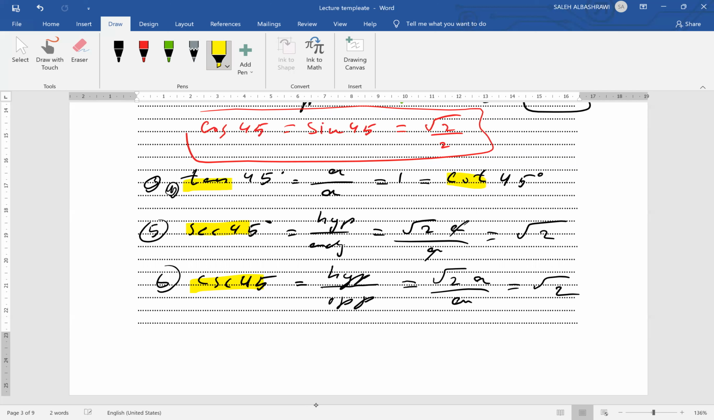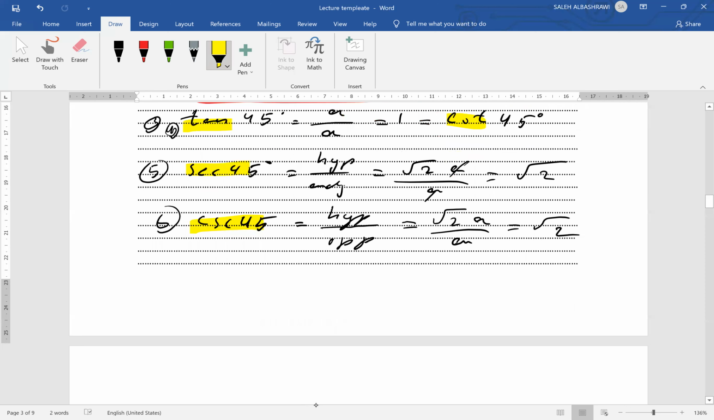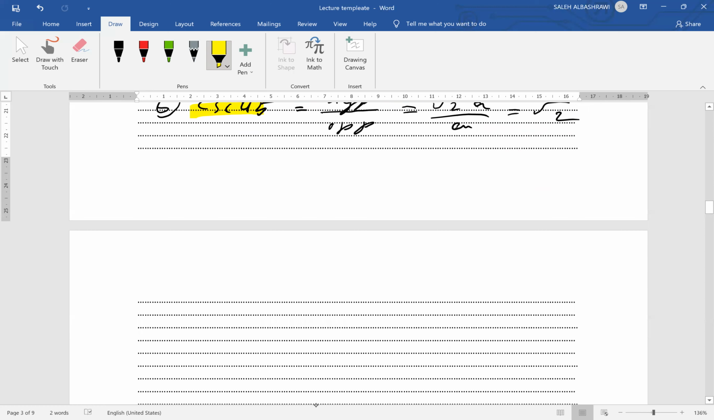Tangent and cotangent are equal. Cosine and sine are equal. So if you have 45 degrees, then each two ratios are equal. Sine with cosine, tangent with cotangent, secant and cosecant have the same values. This is for the 45. For the second special angle, that will be 30 or 60. For 30 or 60, see this triangle now.